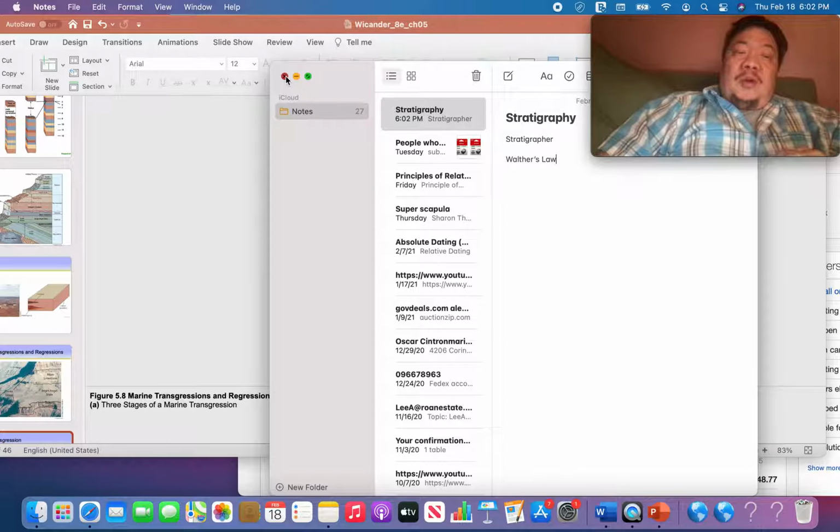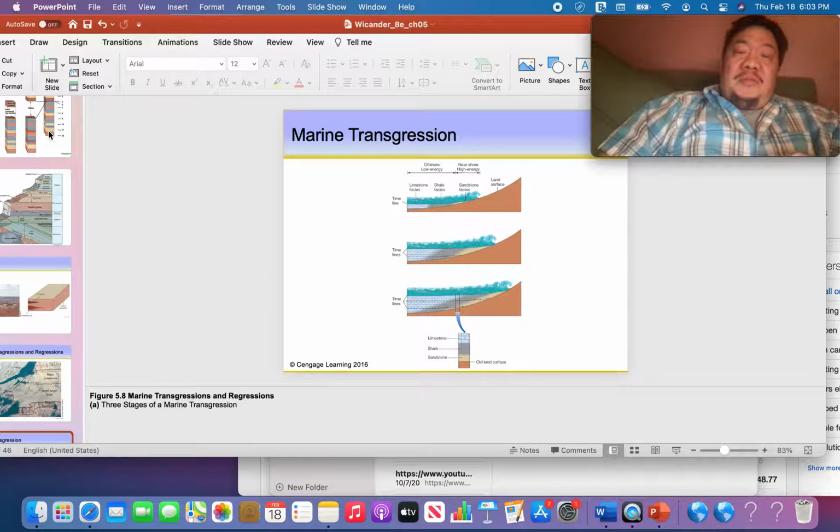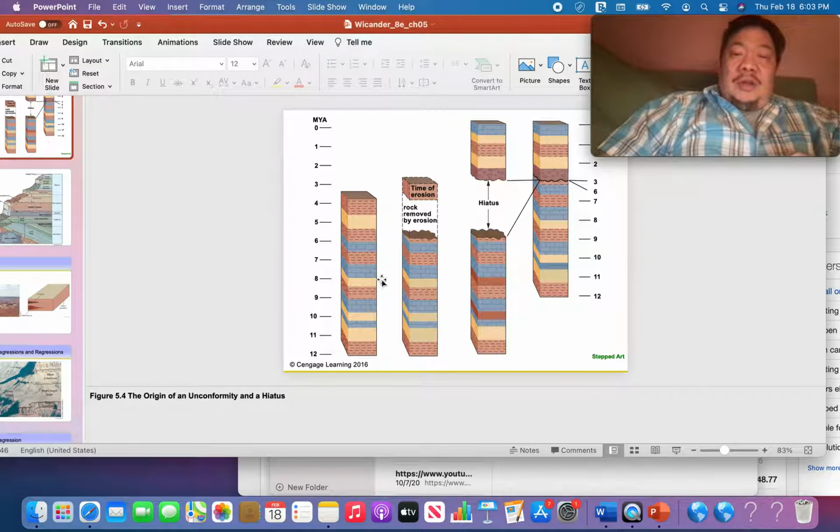In the next film, we'll talk about Walther's Law and how stratigraphers look at stratigraphic columns like this one here and figure out, was sea level rising? And I know it was rising from here to here, for example. So this is a transgression going from 12 to 9. How did I know that? Well, that's in the next video.